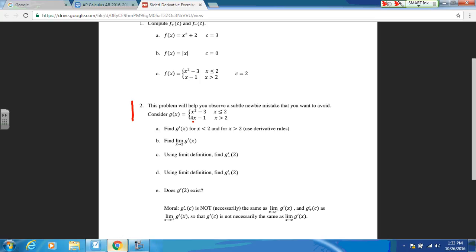So we're supposed to find g prime of x for x is less than 2 and for x is greater than 2 using the derivative rules. This is pretty straightforward. Using our derivative rules, when x is less than 2, what do I get for a derivative? And for x is greater than 2? And right when x equals 2, we're going to have to use the limit definition. But fortunately, they didn't ask me about that yet. So we have a formula for g prime for x's other than 2.